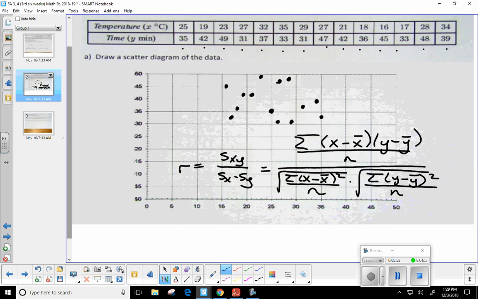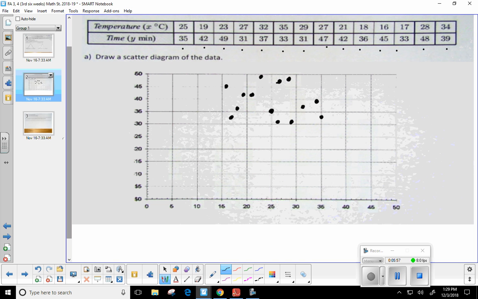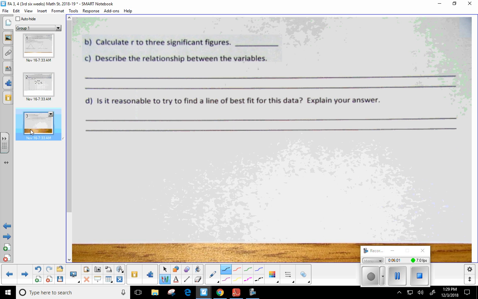It has been a while. That's okay. That's one of the things that should be provided for you in your formula book. Okay, so we got A taken care of. Let's see. Calculate R to 3 significant figures. So what we're going to have to do, let me get this data. Now we're just going to go to the calculator because we're not going to bother doing that by hand. We've done that before.